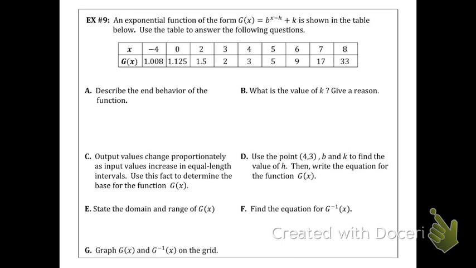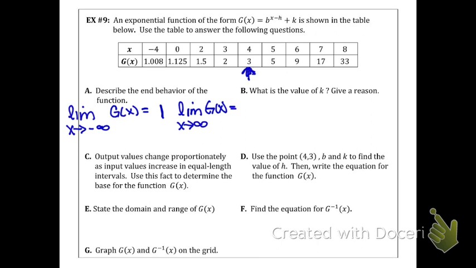A says to describe the end behavior of the function. So we have the limit as x approaches negative infinity. You can see our function's name is g of x will equal, you notice it's getting closer and closer to 1. Then the other side, so the limit as x approaches positive infinity, g of x equals, when we look at it, starting right here at x is 4, we see the y is 3, 5, 9, 17, 33. They're just getting bigger and bigger, so they're going to go to infinity.